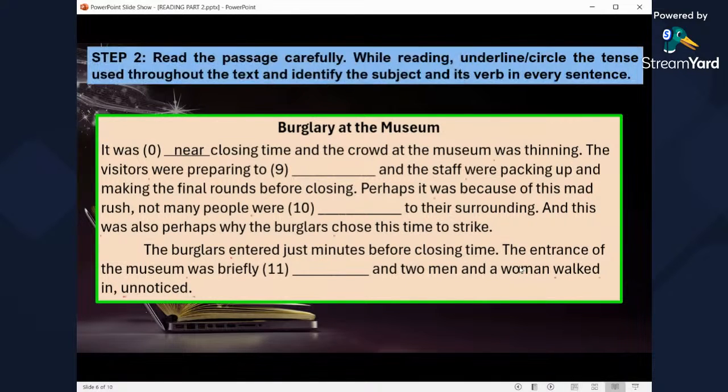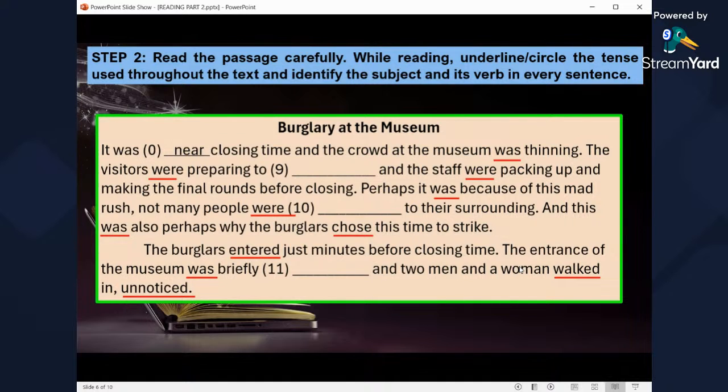Okay, let's look at step 2. Read the passage carefully. While reading, underline or circle the tense used throughout the text and identify the subject and its verb in every sentence. As you can see, the verb to be has been underlined, which is the tense that tells me it is in the past, right?